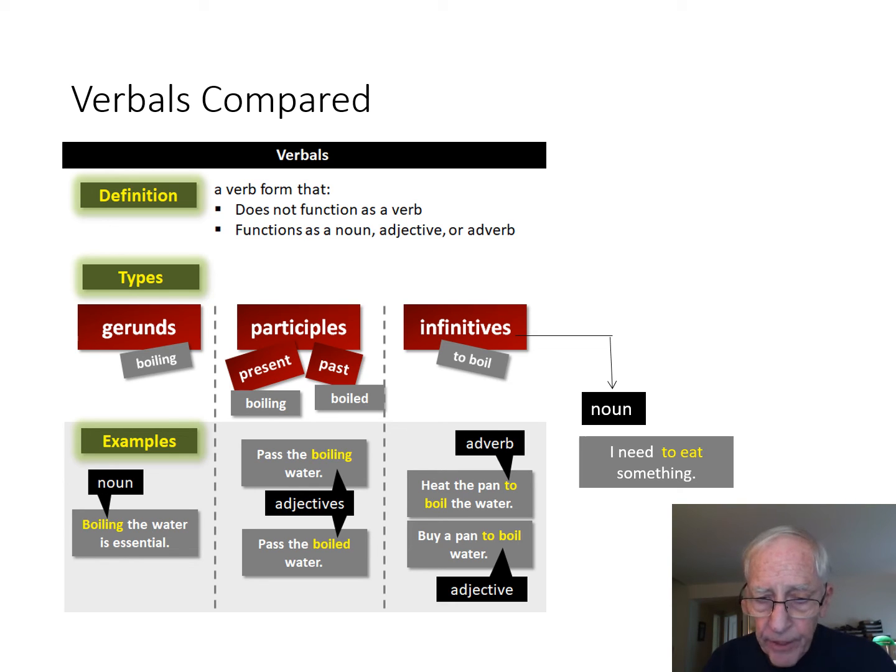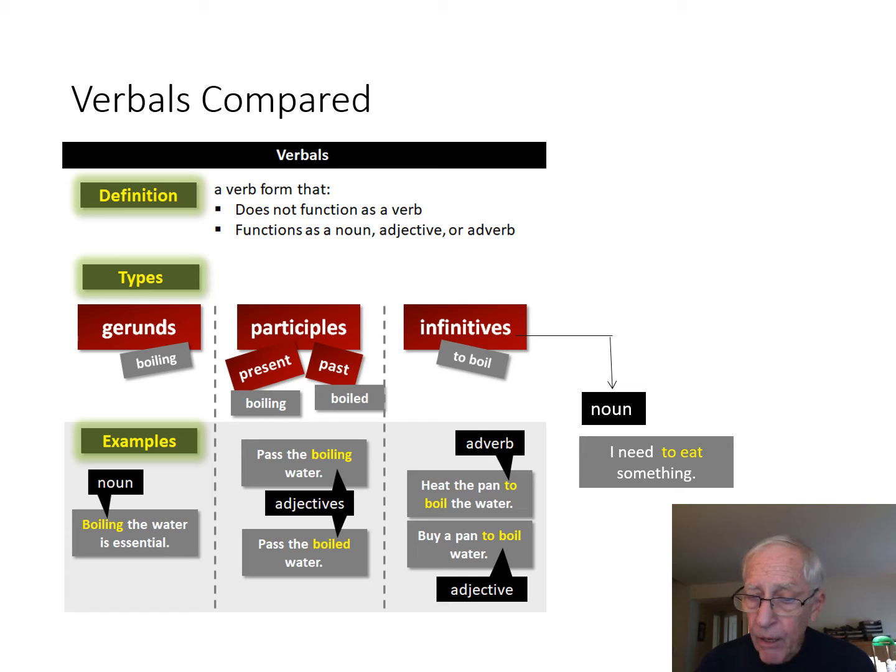Third category is infinitives. And here we see the to boil. To has got to be there. It might function like an adverb. It says, heat the pan to boil the water. Or it might function as an adjective. Buy a pan to boil water. And to boil in that case describes the pan.